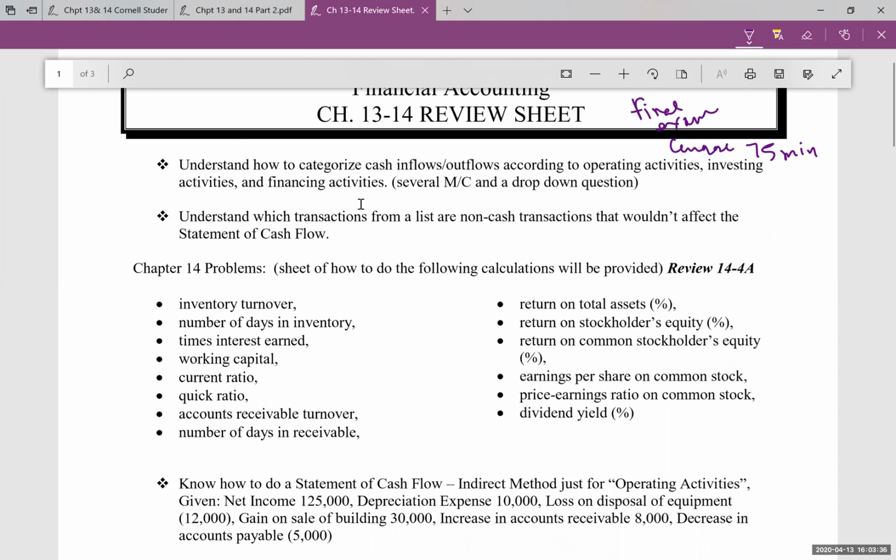So I need you to understand how to categorize cash inflow and outflow according to operating activities, investing activities, and financing activities. There are several multiple choice and one drop-down question on that. Also, understand which transactions from a list are non-cash transactions that wouldn't affect the statement of cash flows.